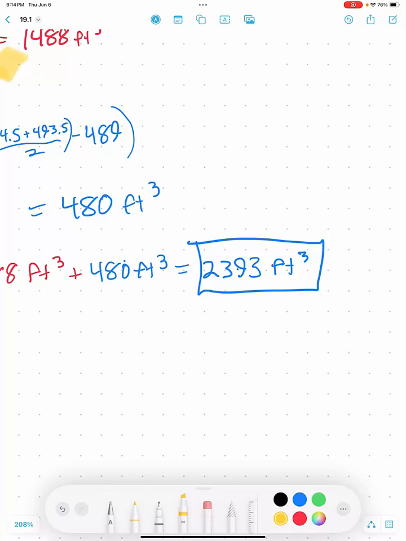And did they want this in yards? They did want it in yards. So there's our cubic feet number. Grab the old calculator real quick. 2393 divided by 27.